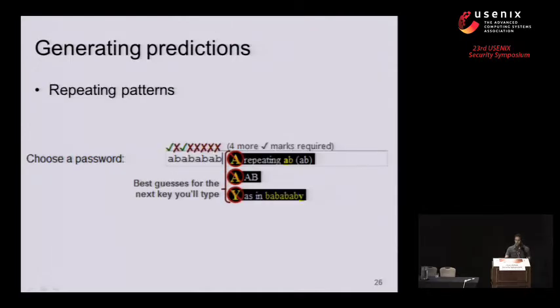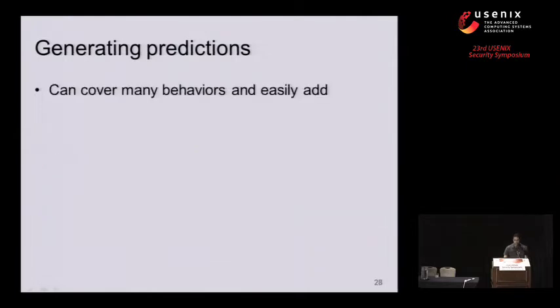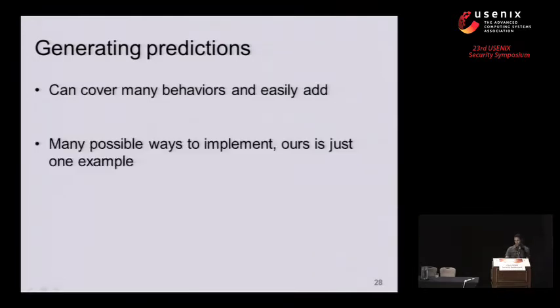We have another general predictor for repeating patterns, and one for interleaving strings. Multiple scores are summed together across all of the predictors for each character to obtain the final list of most likely next characters. The key idea here is that we can easily extend the system with more predictors to cover more behaviors as desired. And I also want to note that there are many ways that one could implement this sort of system. Ours is just one example and certainly not the best possible implementation.